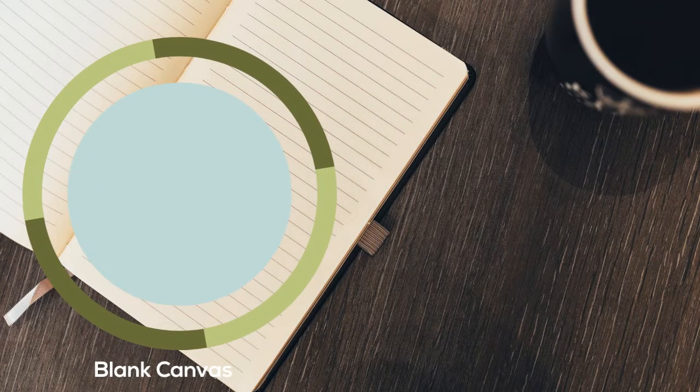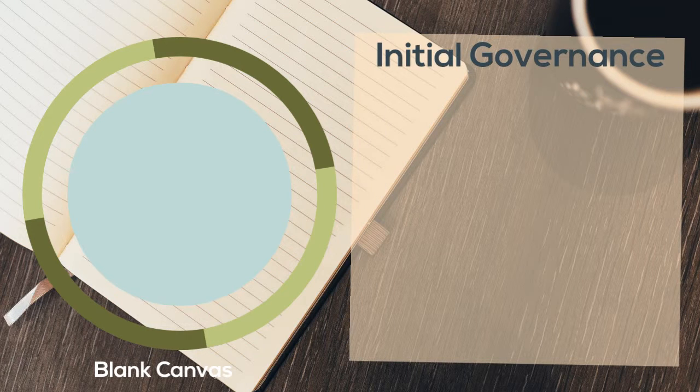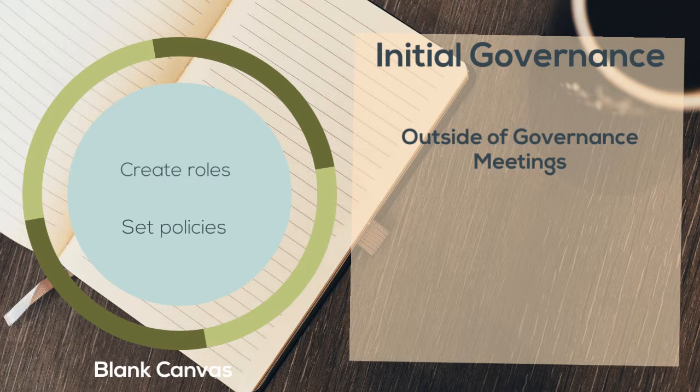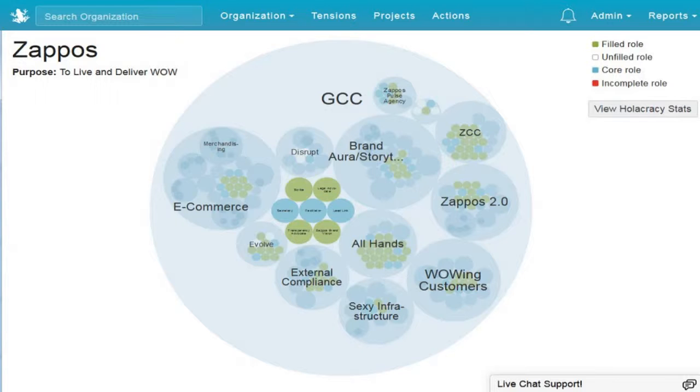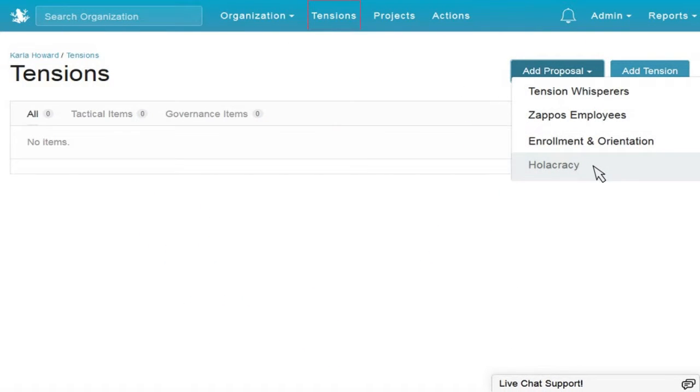When starting with a blank slate, we call this initial governance. In initial governance, you can create roles and set policies outside of a governance meeting. Once you have added everyone to the roles and scheduled your first kickoff meeting, you will no longer be able to go in and make changes outside of governance. If you already have an existing structure, you can use the My Tensions tool to build out your new structure and propose it in your next governance meeting.